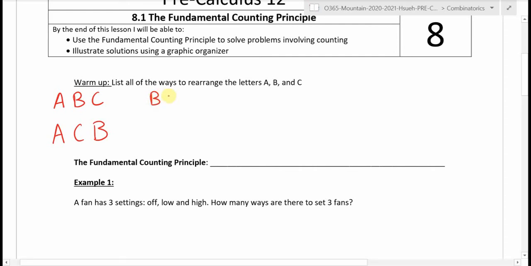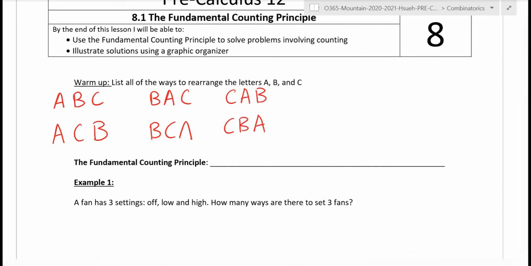I can start with B as the first letter, then I can have BAC, BCA. Same thing, I can start with C, then I could have CAB or CBA. And that is all. That is the total number of ways I can rearrange these three letters. So in this case, there are 6 different ways.